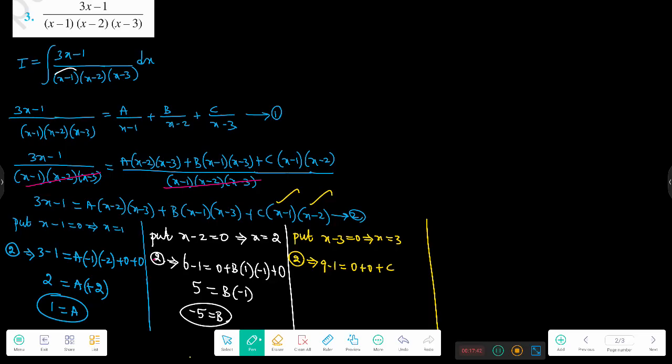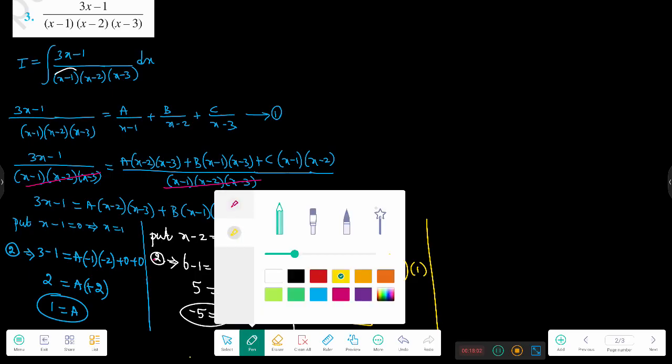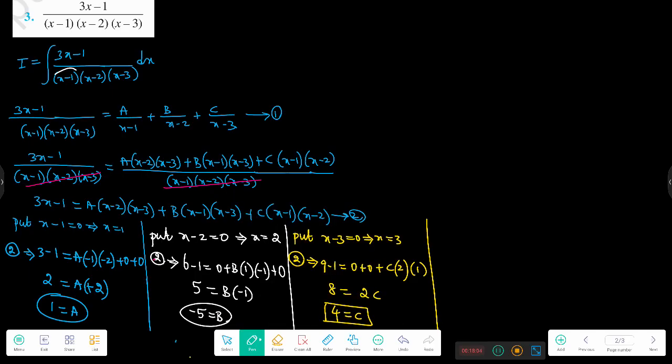So x minus 3 equals 0 now, x value is 3. So 3 minus 1 is 2, then 3 minus 2 is 1. Now 9 minus 1 is 8, which is 2 times C. Then C value is 4. That's it. So we got all the values of A, B, C.